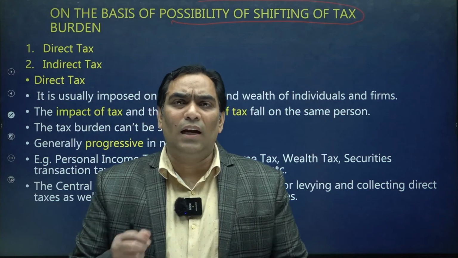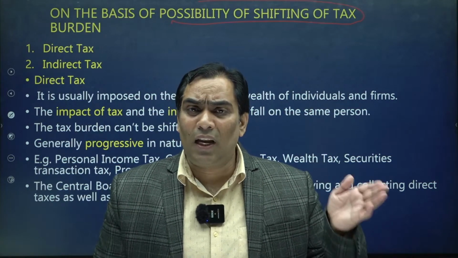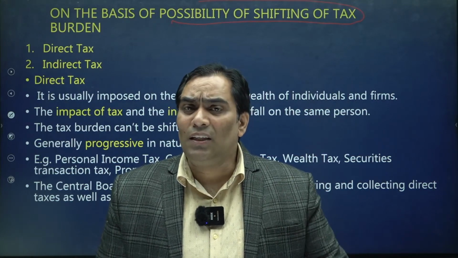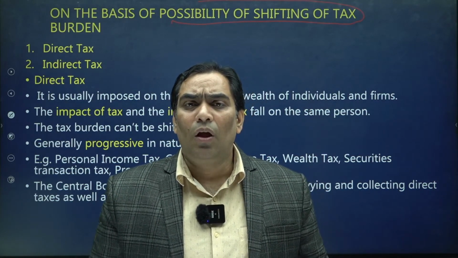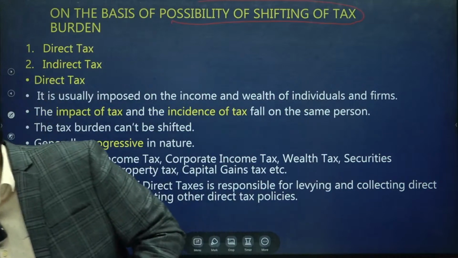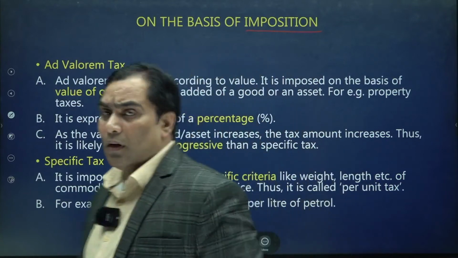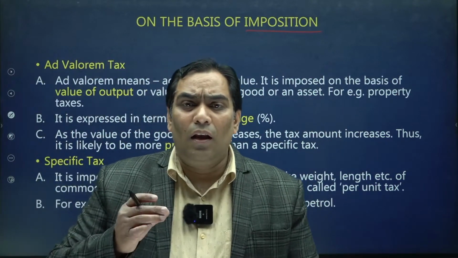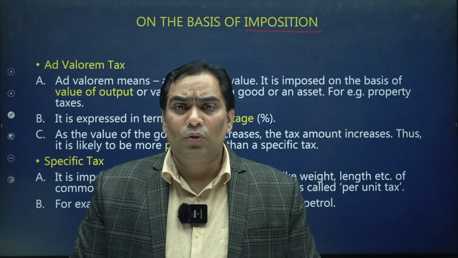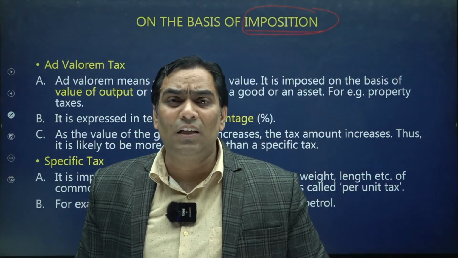Other type of taxes can be on the basis of shifting of taxes, that means whether the taxes can be shifted or cannot be shifted. That is direct taxes and indirect taxes. And other can be on the basis of imposition, whether the tax is being levied on the basis of value or on the basis of volume. That is the meaning of imposition, that is, on what basis the tax is being imposed.